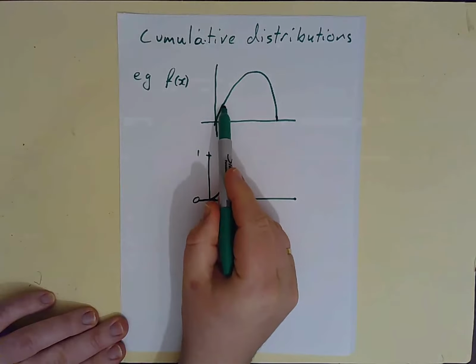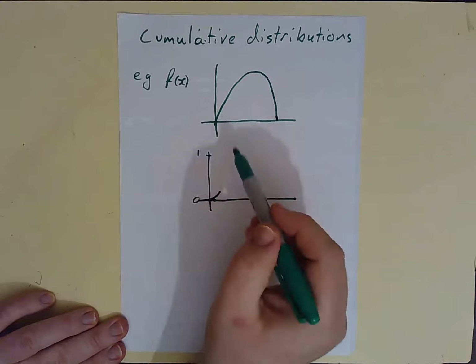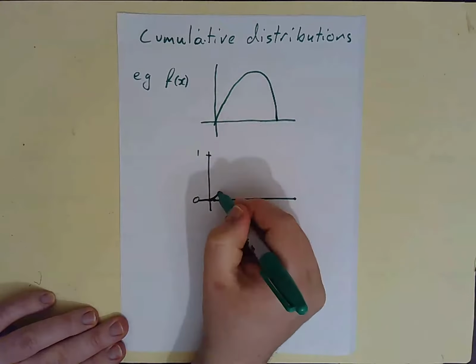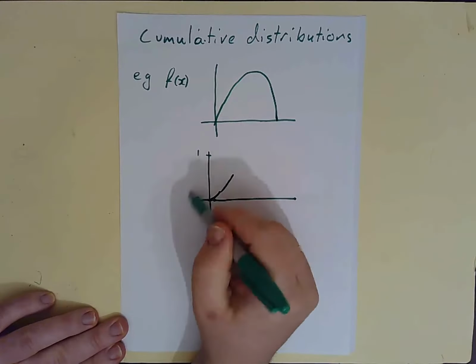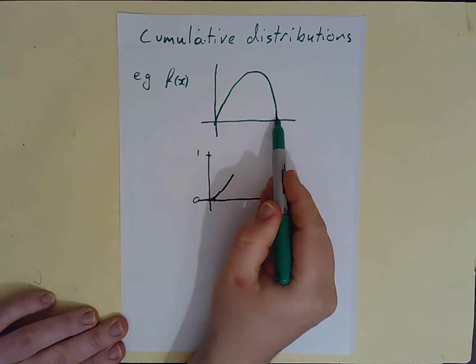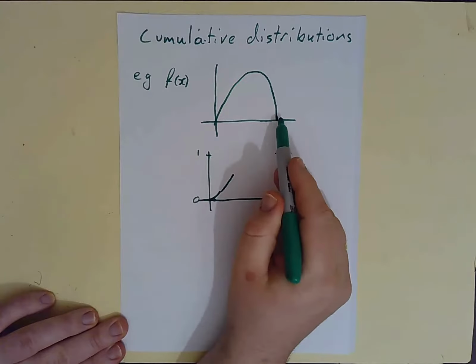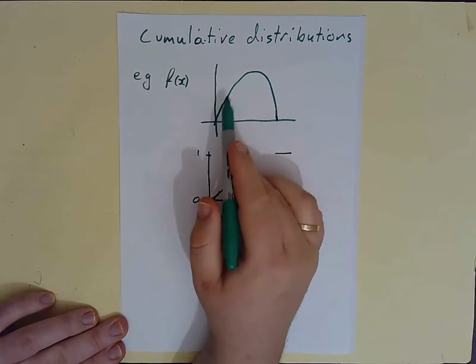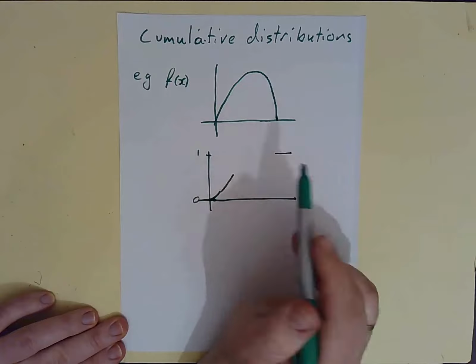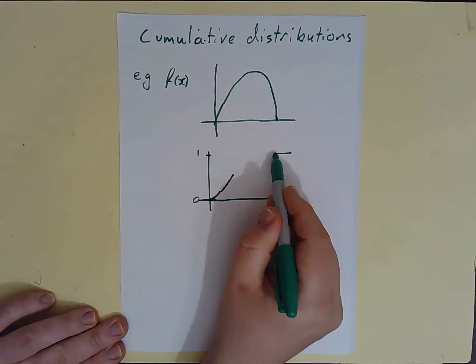So I'm looking at the area. I'm sort of cutting off here, and what's the area? Or up here, what's the area? So it's getting higher and higher and higher. Now, I know that the area by the time I get to this point must be 1, because it's the whole of the area underneath this, because the probability distribution must be 1. So I've got 1 marked in here.